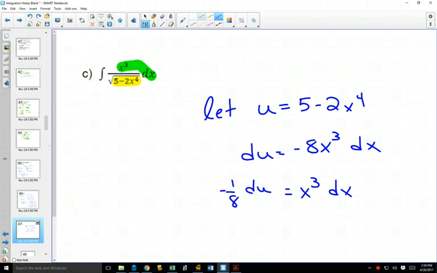What does this look like? This looks like the integral of, instead of the green, I have negative 1/8 du. That's on the top of my fraction. Instead of the yellow, I'm going to have u. Are you okay if I change that square root to a half right away?